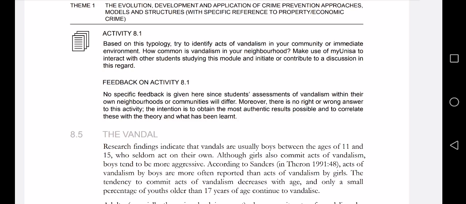Okay, we go to activity 8.1, based on the typology. Try to identify acts of vandalism in your community or immediate environment. How common is vandalism in your neighborhood? Make use of myUnisa to interact with other students studying this module to initiate and contribute to a discussion in this regard. No feedback is given by the study guide. So we're going to move to the vandal.